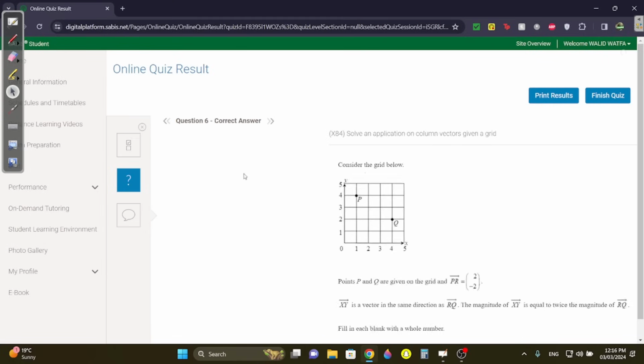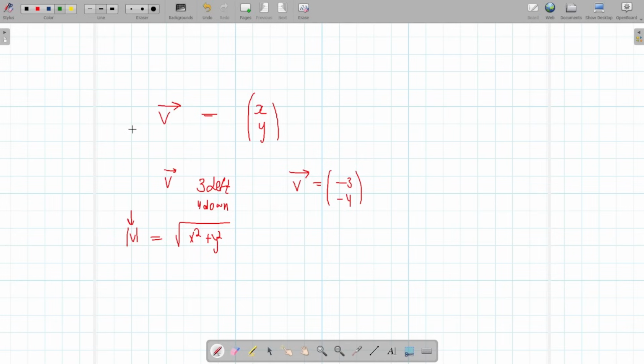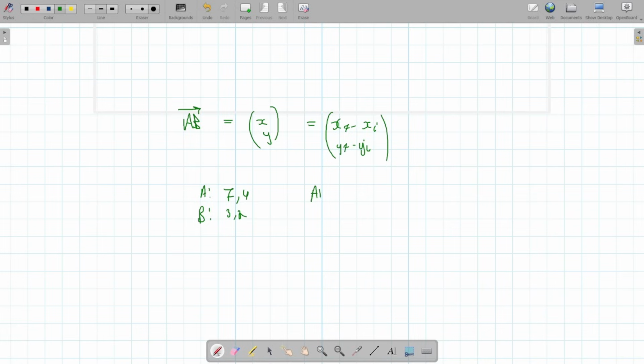Question 6. I'm going to give you the formula now. Any vector AB with a magnitude of x, y is equal to, the magnitude of any vector AB is equal to x of the final minus x of the initial, y final minus y of the initial. Why am I giving this to you? It's a formula that's in the book, and it's useful for the questions that are coming. So in this case, let's say I give you A is 7, 4. I gave you B is, let's say, 3, 2, and I'll ask you to find what's AB.